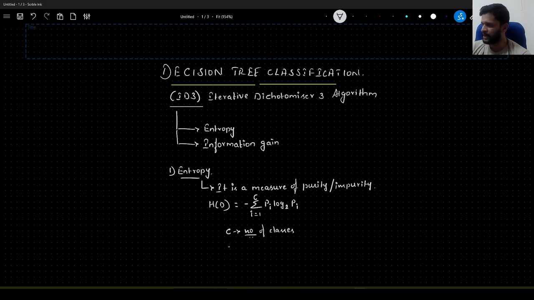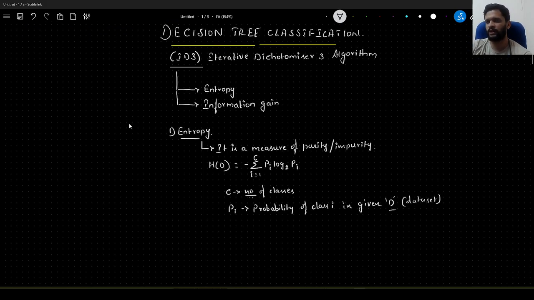And p_i, P stands for probability: the probability of class i in the given data set D. Okay, so D is our data set. So this is the formula.